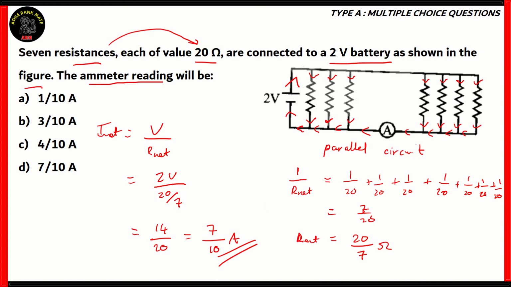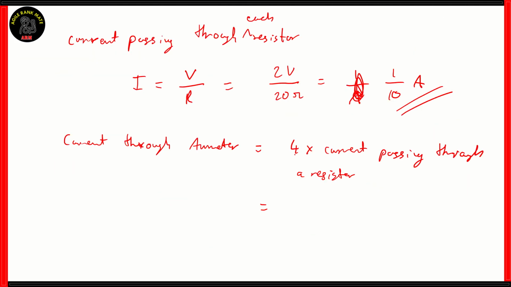Since there are 4 resistors to the right of the ammeter and all of their currents have to pass through the ammeter, the current passing through the ammeter is 4 times the current passing through a resistor, since all of the resistors here are the same. So that will be 4 times 1 over 10, which is 4 by 10 amperes.